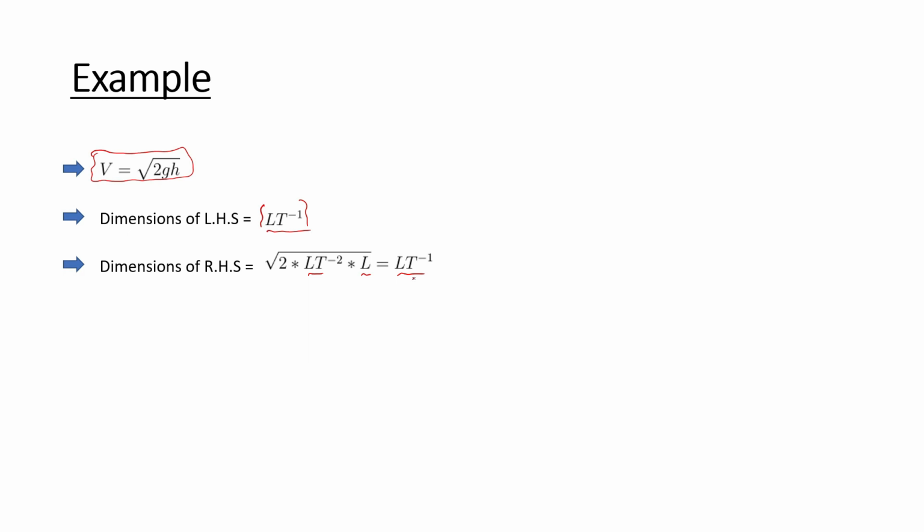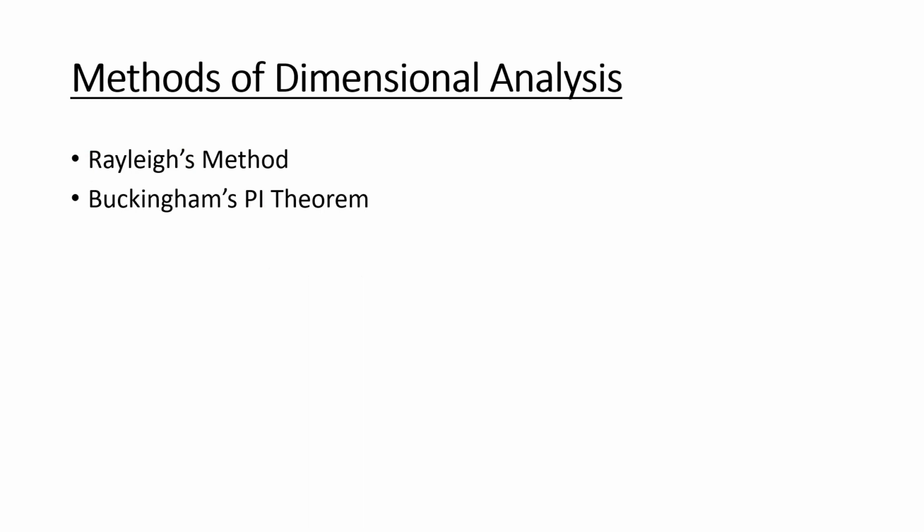Here you can see that the dimensions of LHS and RHS are both equal. So this is a dimensionally homogeneous equation. So these equations are valid only if they are dimensionally homogeneous.